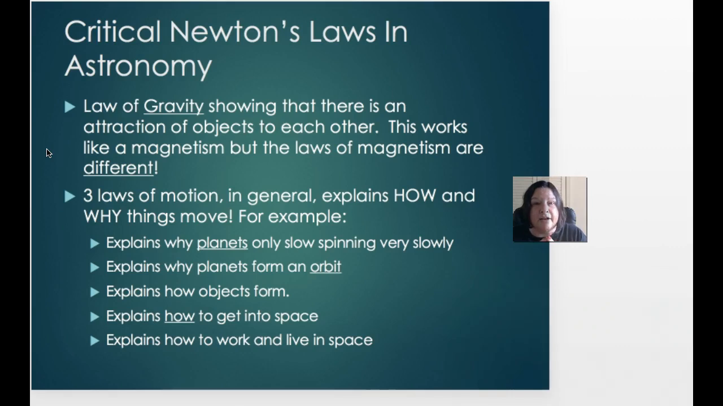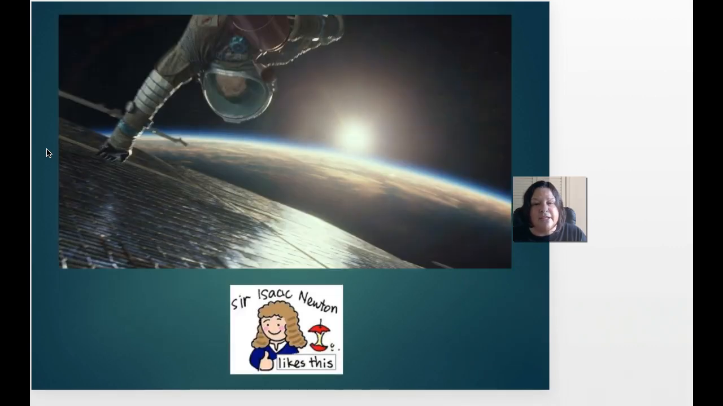And then his laws of motion explain why planets are moving slowly. It explains orbits. It explains how objects form, how to get into space, kind of an important one, and how to live and work in space, which again is pretty important nowadays. So this is just an example. The movie Gravity, I don't know if you've seen it yet. You are going to be watching it, so you will have an opportunity to watch this particular thing. I don't think we'll watch the whole thing, but we'll watch a good portion of it.